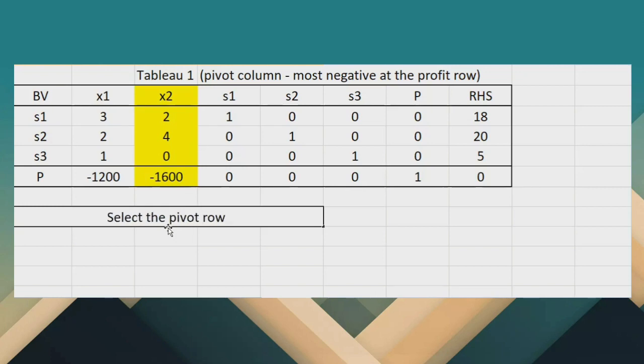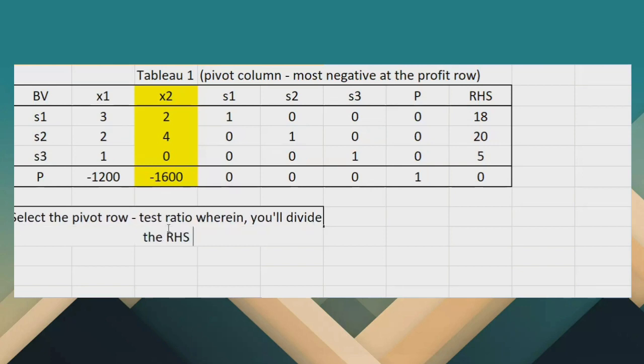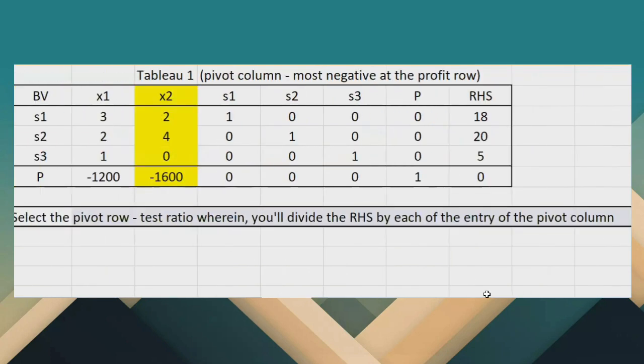The next step, select the pivot row. This row is determined by the test ratio, wherein you'll divide the RHS or right-hand side by each of the entries of the pivot column. That's the step. So, hindi makita, i-merge natin. Magta-test ratio daw tayo.